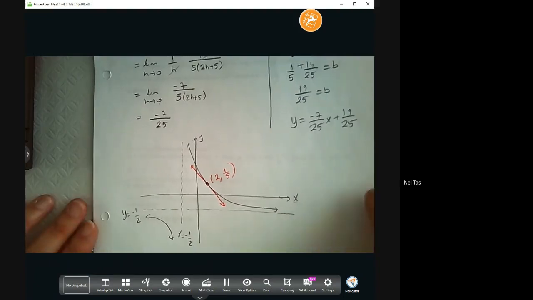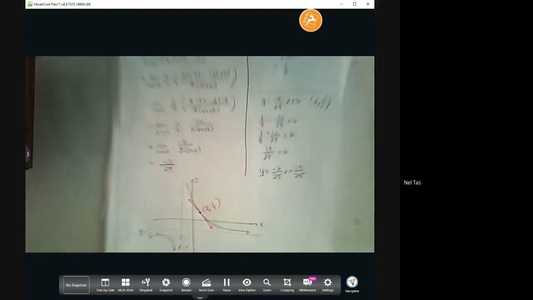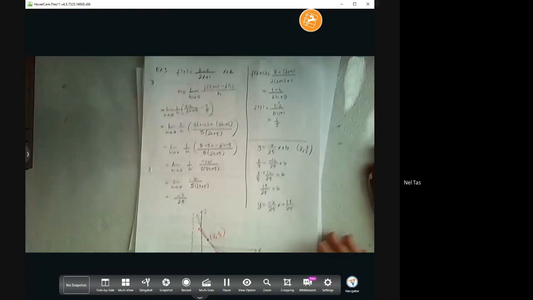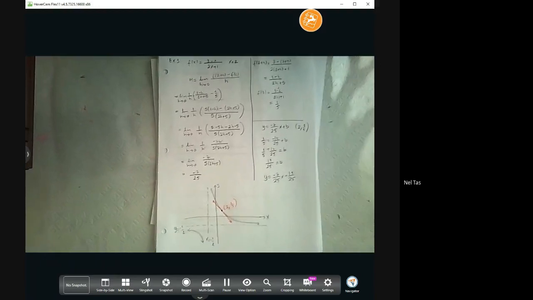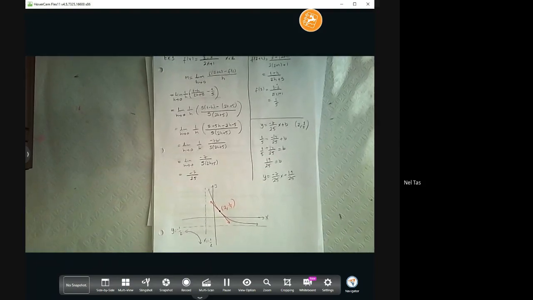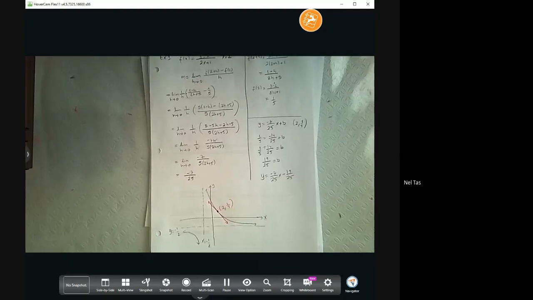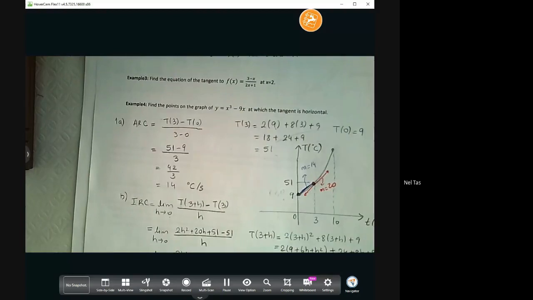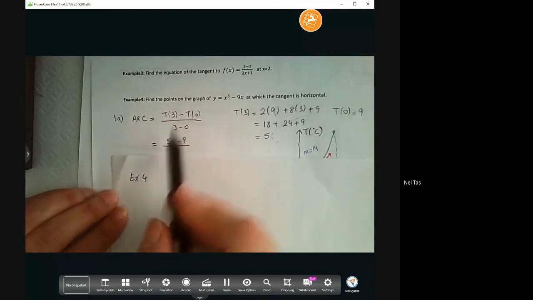So moving on, the last example. So should I show the whole thing? Okay, so let's do that. So let's see. The last example. Example 4.